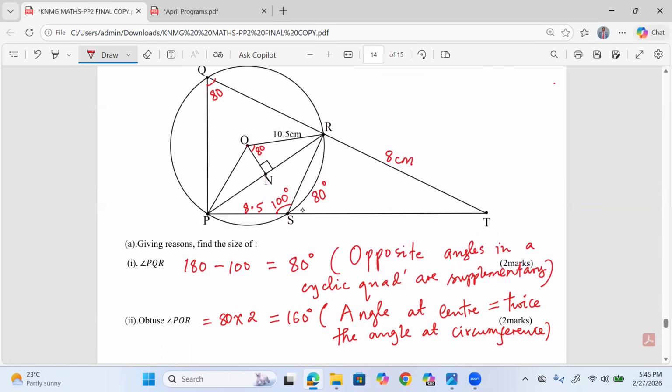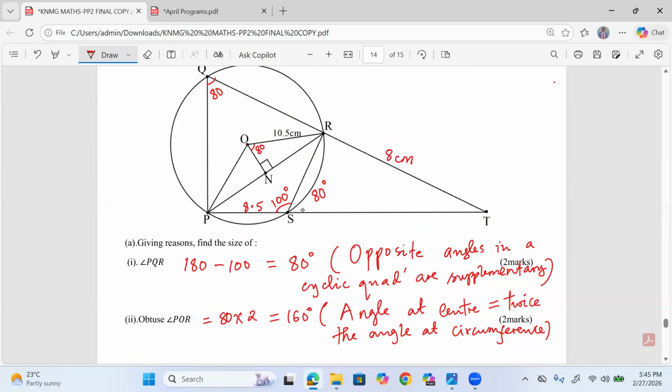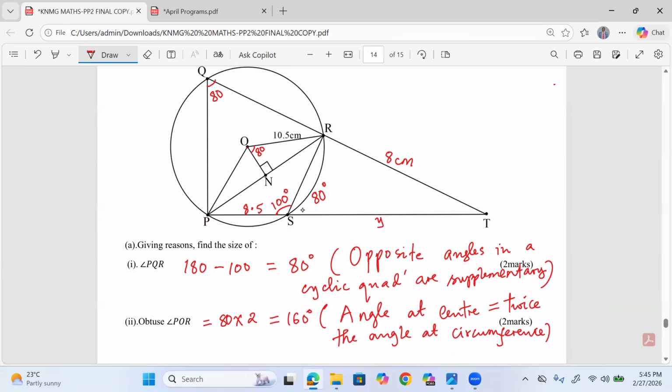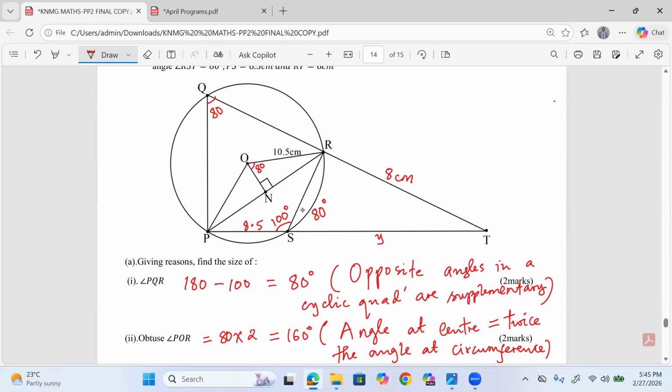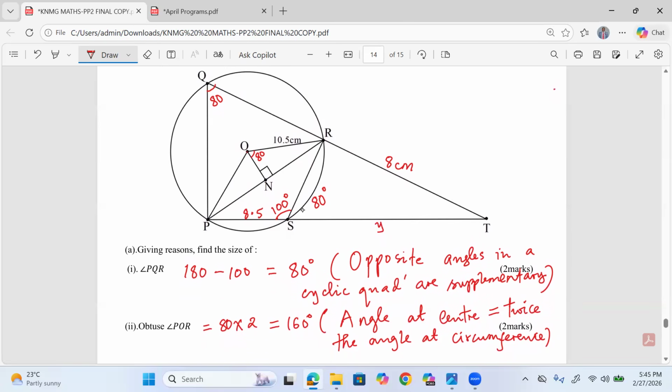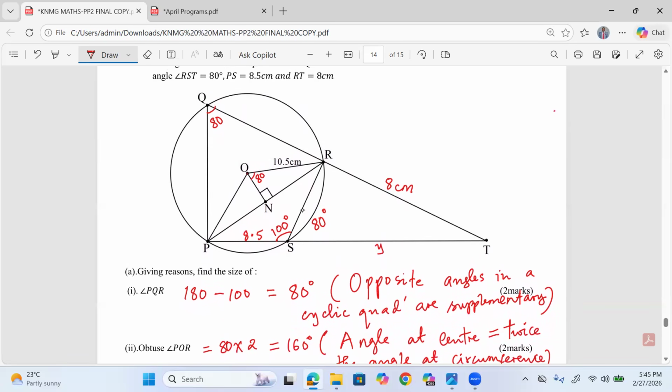Oh, yes. ST is here. We have ST as this point. We can call it length Y. This length is not known, but there are some angles that we know in this case, and we can use the known angles and the known lengths so far to find the missing lengths.